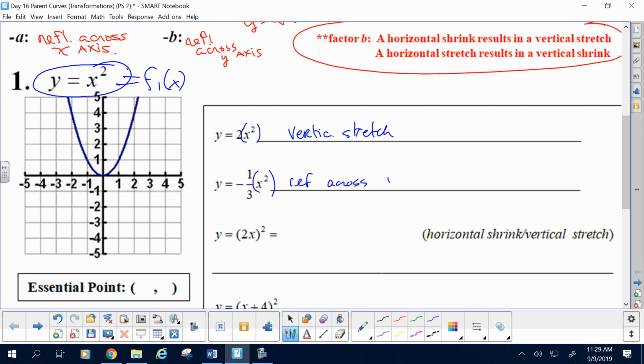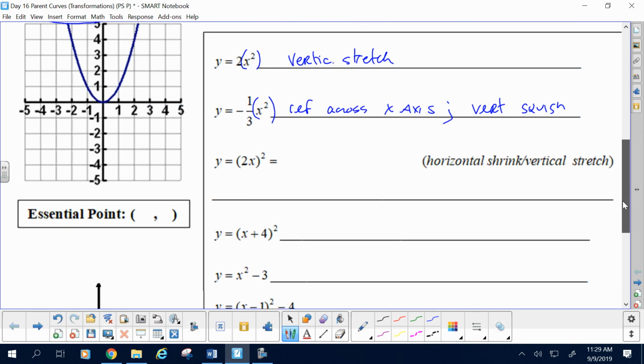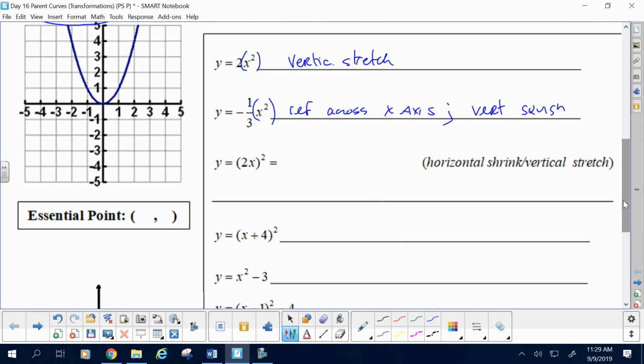Across the x-axis, and then what else? I'm sorry, across the x-axis I agree with, and then vertical. All right, and vertical, if it's a fraction, it compresses, so squish or compression. Think of it like amplitude. All right, this guy, y equals 2x quantity squared. That 2 is in with the x.